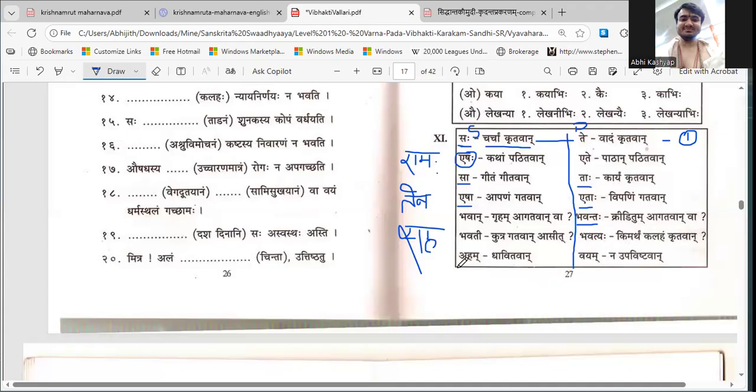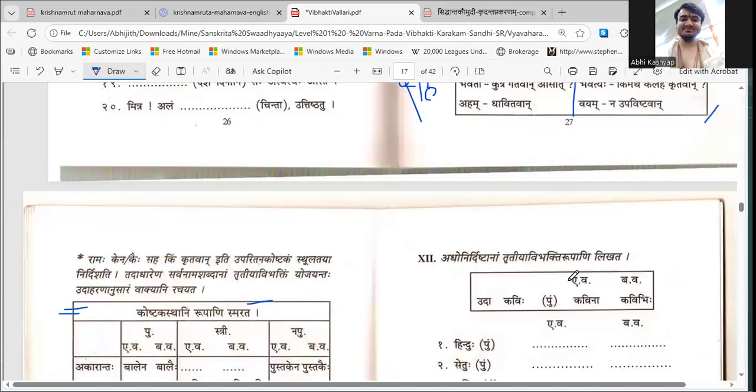Okay. Then aham. Aham will become maya. So for this, it is going to be Ramaha maya saha dhavitavan. Okay. Next, vayam will become asmabhihi. Asmabhihi saha na upavishtavan. Okay. So this is this exercise.